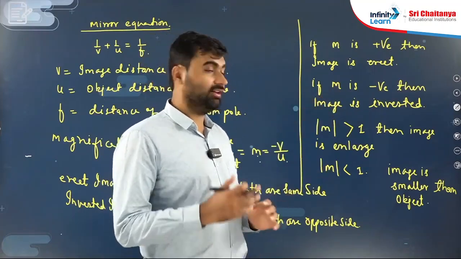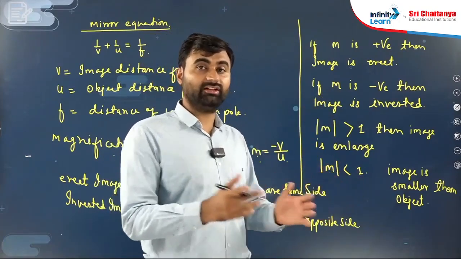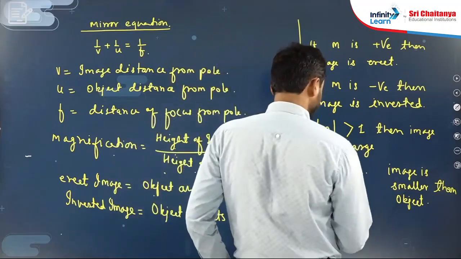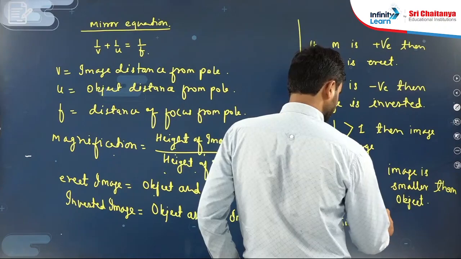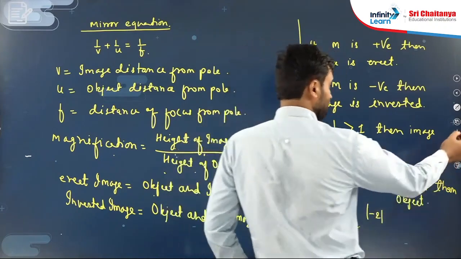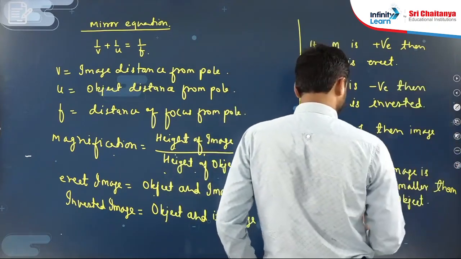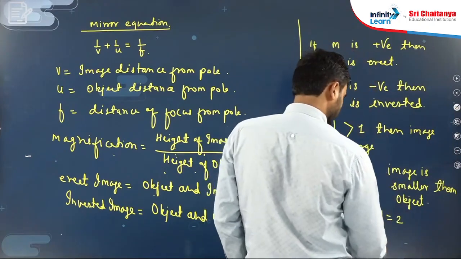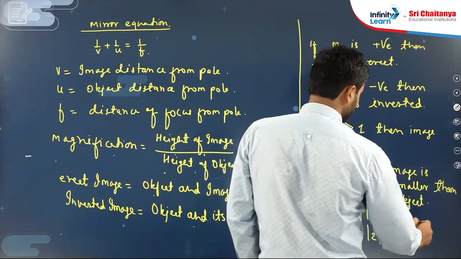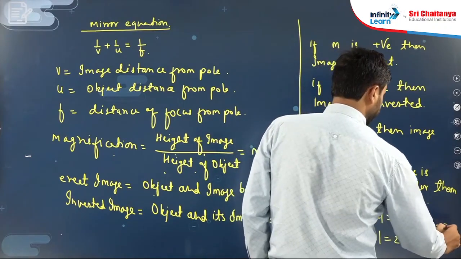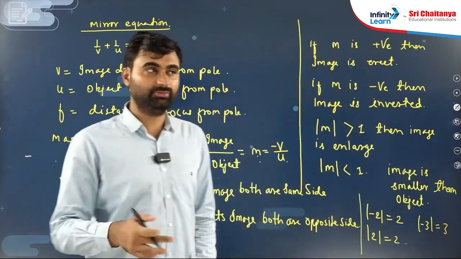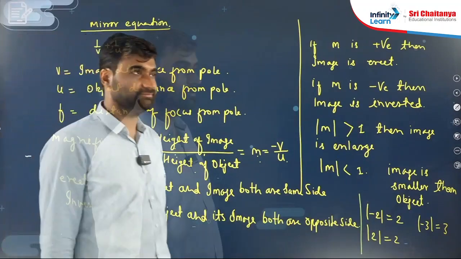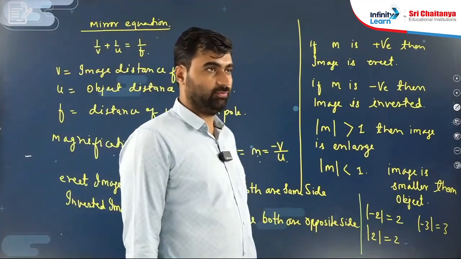To find out whether the image size is more than or less than the object, we have to check mod m. Mod m means that if -2 is written, then mod of -2 is equal to 2 only. Mod 2 is 2, mod -3 is 3, meaning a negative value becomes positive by using the mod sign. Is it clear? Okay. Now next point.